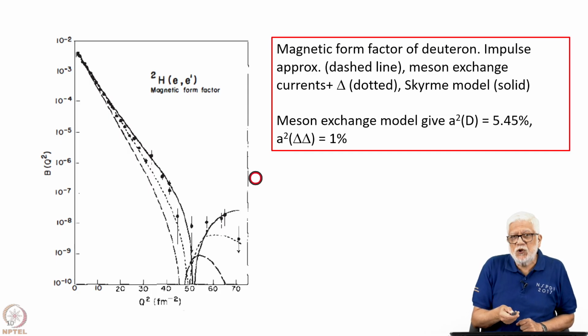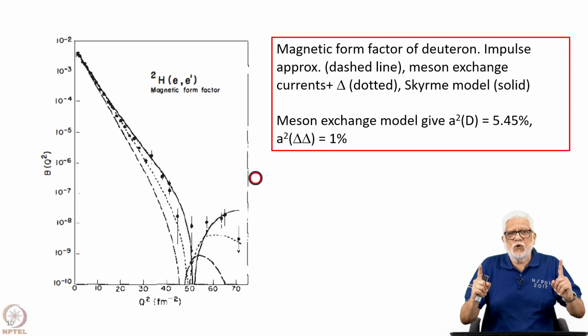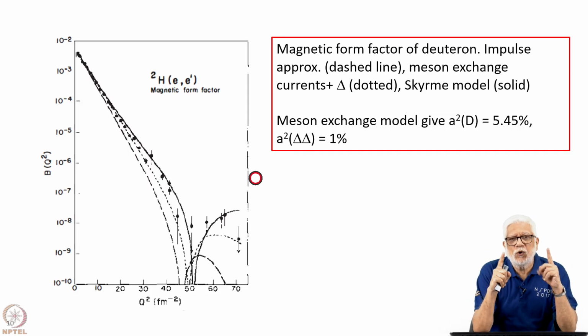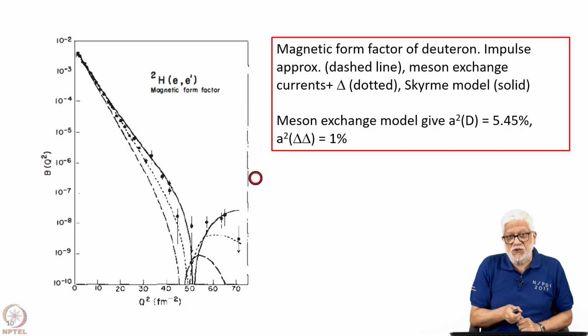In fact, some of these models also can estimate what is the delta-delta contribution. That means the neutron and proton can both get virtually excited to a delta resonance, and of course you can match the spin and so on. So that contribution is of the order of 1%. It's smaller, but it is not zero.